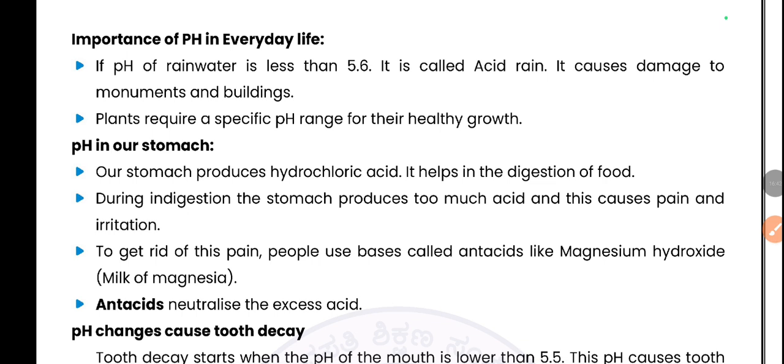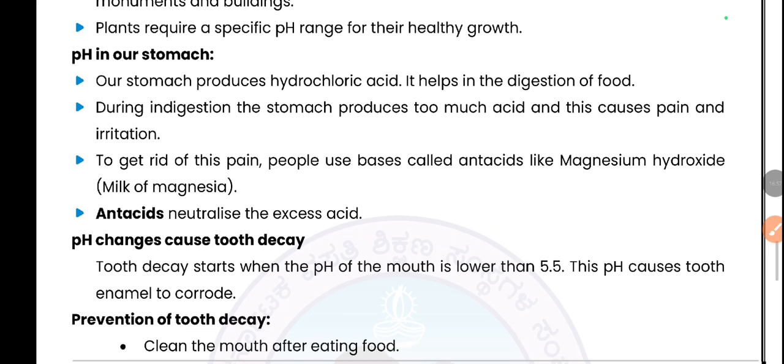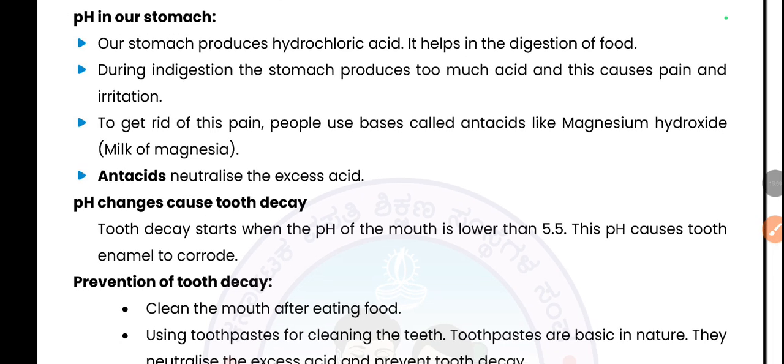Then importance of pH in everyday life. If the pH of rainwater is less than 5.6, it is called acid rain. It causes damage to monuments and buildings. Plants require a specific pH range for their healthy growth. Then pH in our stomach. Our stomach produces hydrochloric acid. It helps in the digestion of food. During indigestion, the stomach produces too much acid and this causes pain and irritation. To get rid of this pain, people use bases called antacids like magnesium hydroxide or milk of magnesia. Then the antacid neutralizes the excess acid.